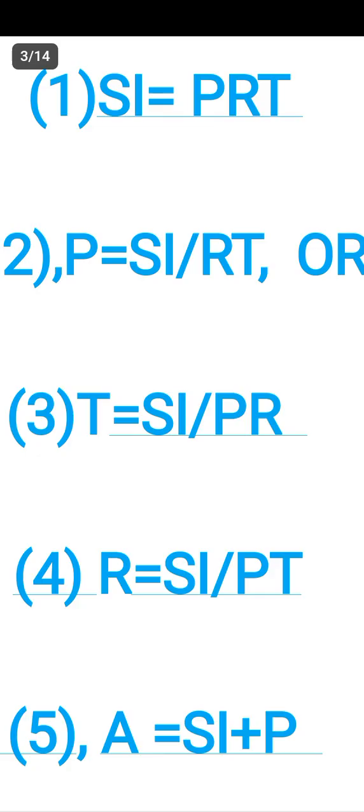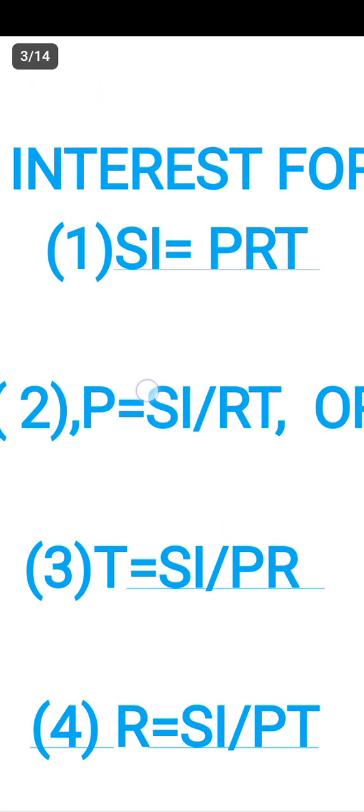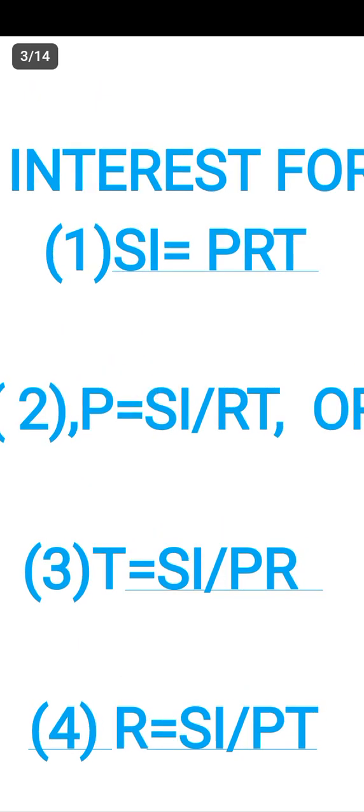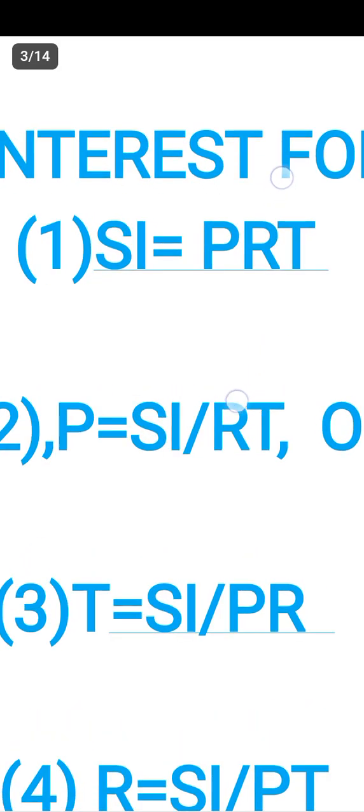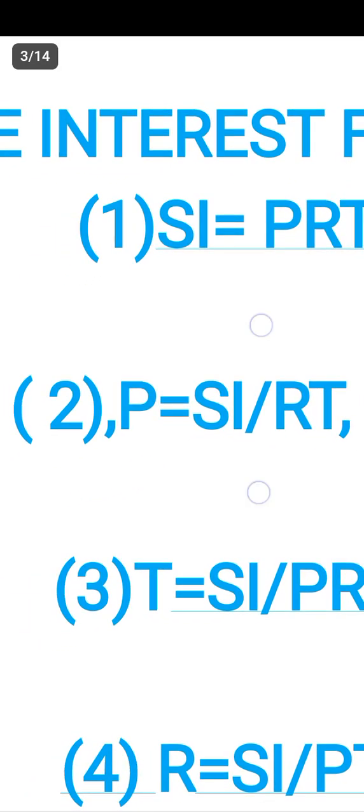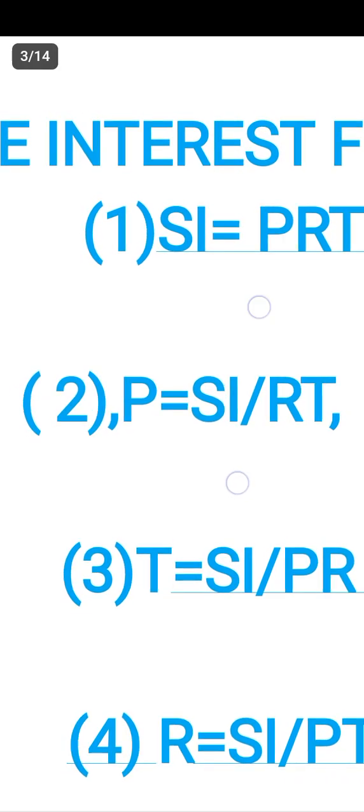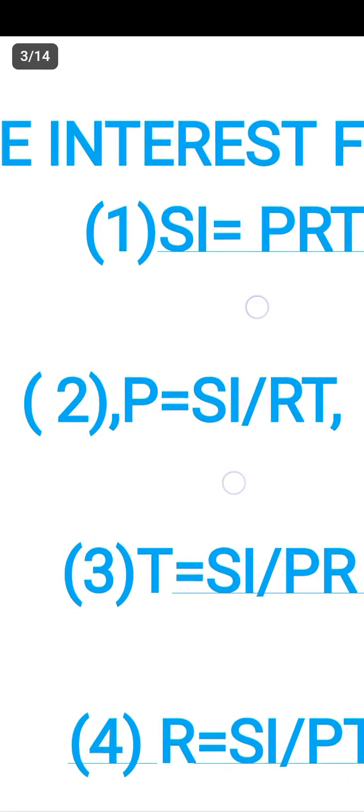You find out that the first formula, formula 1, simple interest is equal to principal times rate times time. If you are looking for any of these variables on the right side of the equation, which are P, R, and T, then it becomes simple interest over the remaining 2. That is why when we are looking for P in formula 2, it becomes simple interest over R and T.